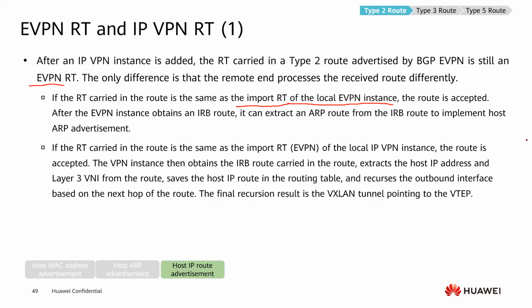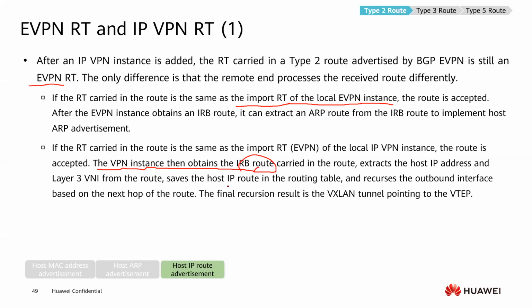If the RT value in the route is the same as the import RT value of the local IP VPN instance, the route is accepted, and the VPN instance obtains the IRB route. Notice it is the IRB route carried in the route. Extract the host IP address and level 3 VNI from the route. Save the host IP route in the routing table, and because the outbound interface is based on the next hop of the route, the final recursion result is the VXLAN tunnel pointing to the VTEP.